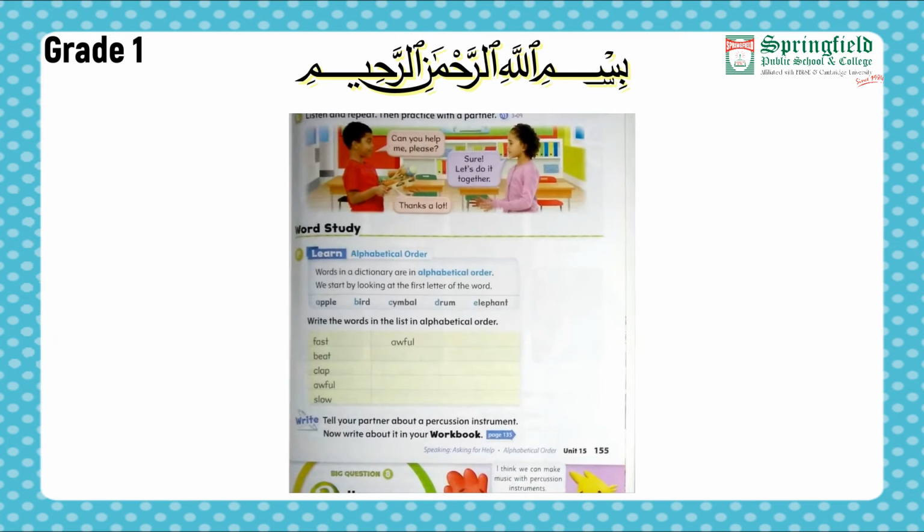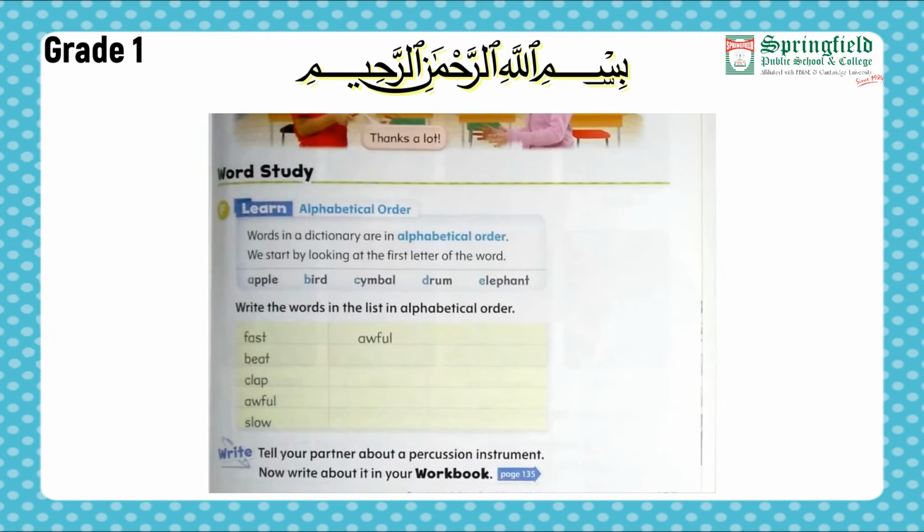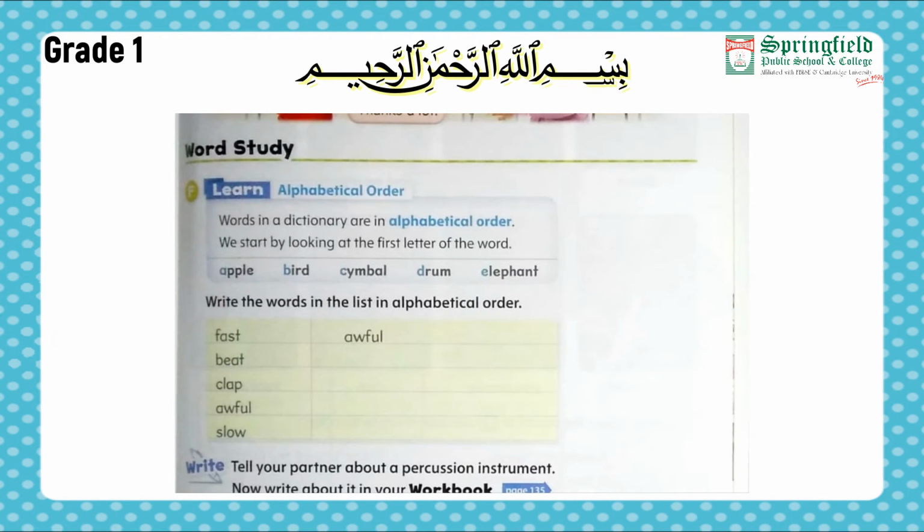Alright students, so now let's move towards our exercises. Open page number 155 of your Oxford Discover student book. Now, I am sure that you have understood what alphabetical order means. Now, over here, let's move towards exercise F, alphabetical order.